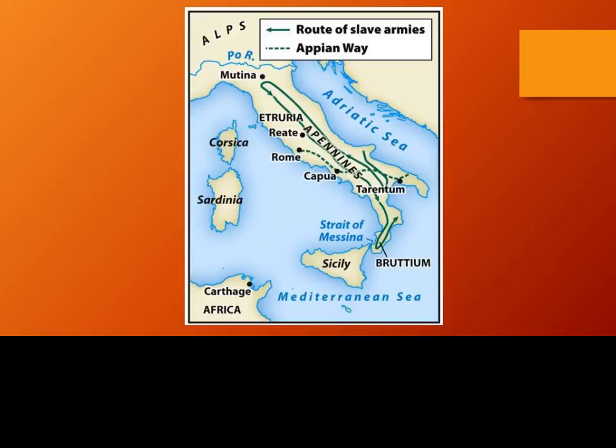And so here's where you see in the dashed arrow the Appian Way. It's a major road there in the Roman Empire. And the solid green, those are the routes of the slave armies. It gives you a good idea of what's going on here.